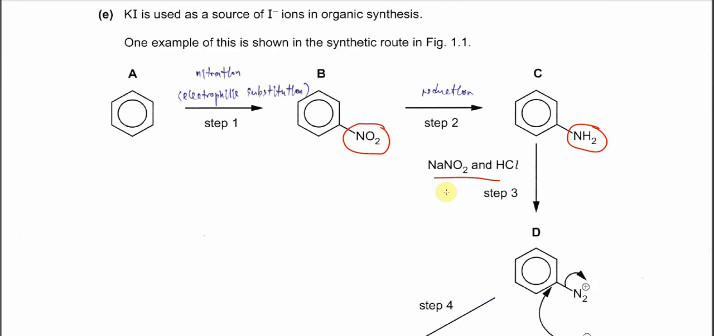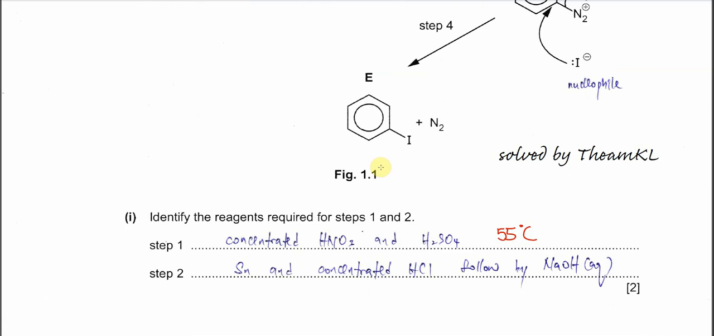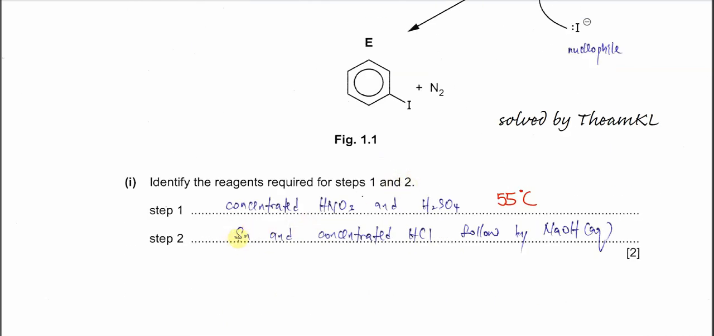Step 2 is a reduction. When nitrobenzene is reduced to phenylamine, we must use the special reducing agent, which is this one: the tin, Sn, and concentrated HCl. Better you put hot. Okay, hot tin and concentrated HCl. In the mark scheme, it's just tin and concentrated HCl.